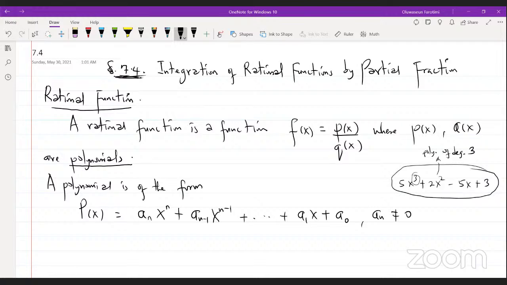Now, how do we know the degree of the polynomial, guys? The degree of P, in this case, is just n. That's just the highest power of x. In the example I have here, I have 5x cubed, the next was x squared, the next was x. So the highest is 3. That means the degree of my polynomial P of x is just n, because n is the largest.